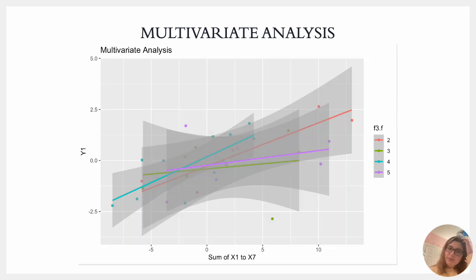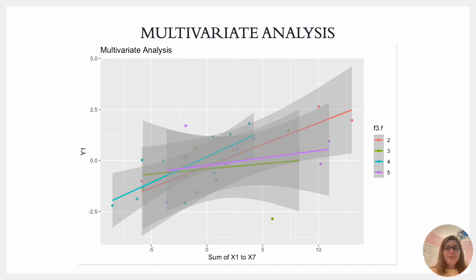Then continuing on with our multiple regression, we do have this graph here. This graph is showing different groups that are affected by the relationship between y1 and the sum of x variables. So each line represents how y1 changes with the sum of x. Group 2 is showing a strong positive slope. You can see group 3 in the green, it's almost flat. Group 4 in the blue shows a moderate positive slope, and then lastly group 5 shows a slightly positive slope.